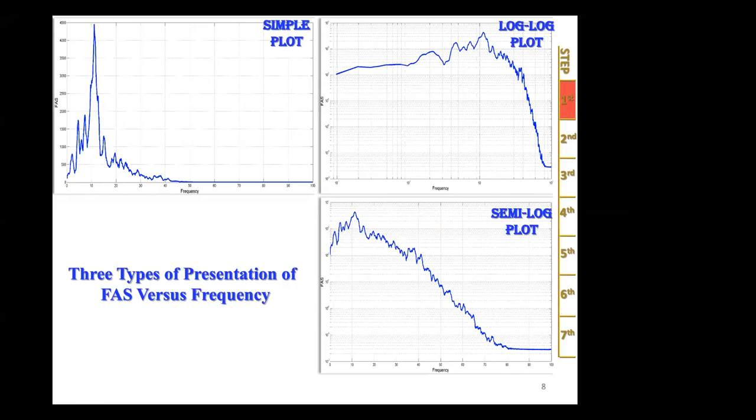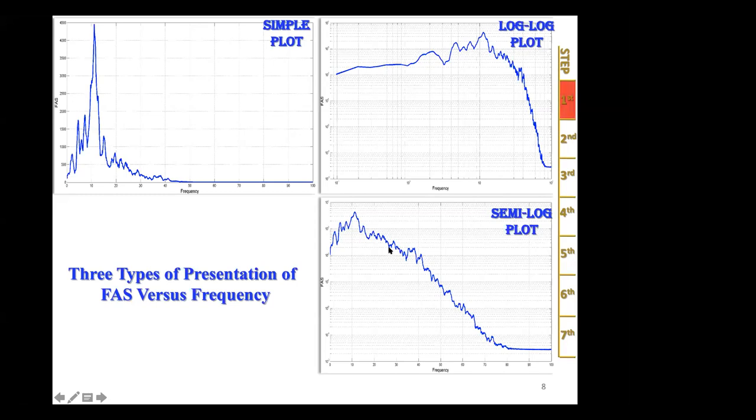I said that we calculate the Fourier amplitude spectra. But one may ask how the FAS looks. If you plot FAS in a simple linear plot, you will get a figure similar to this one, more or less. If you plot it in a logarithmic scale, both the frequency and the amplitude, you will get something similar to this one. And if you plot it in semi-log scale, which means that your amplitude is in logarithmic scale and your frequency is in linear scale, your spectrum should be something similar to this one.